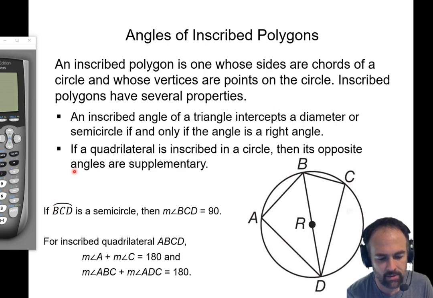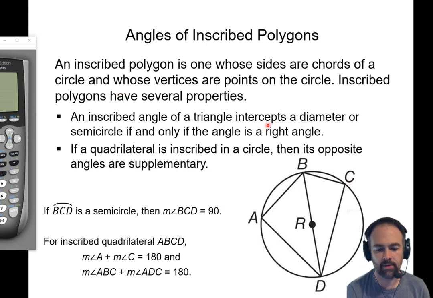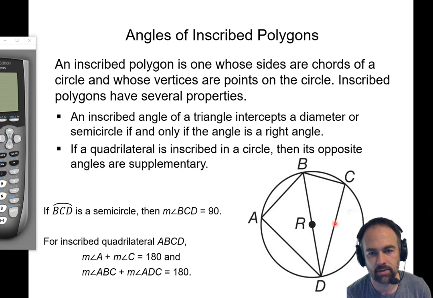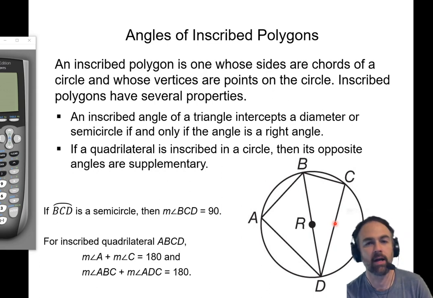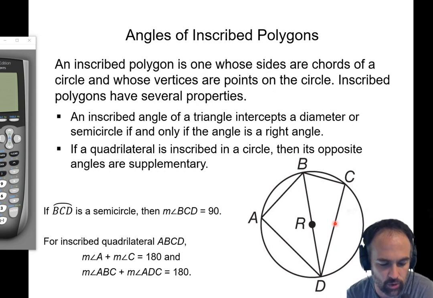Okay, an inscribed polygon is one whose sides are chords of a circle and whose vertices are points on the circle. So basically, this inscribed polygon, A, B, C, D, all 4 points are on the circle. Now, there's several things you need to know, especially about inscribed triangles and inscribed polygons or inside quadrilaterals.